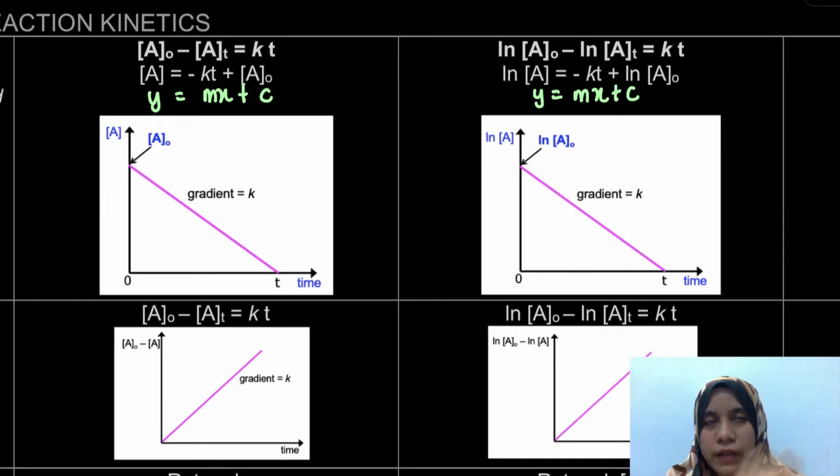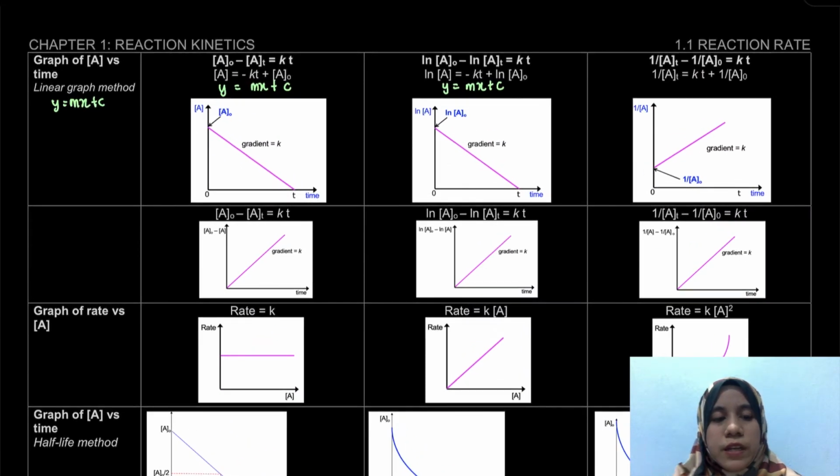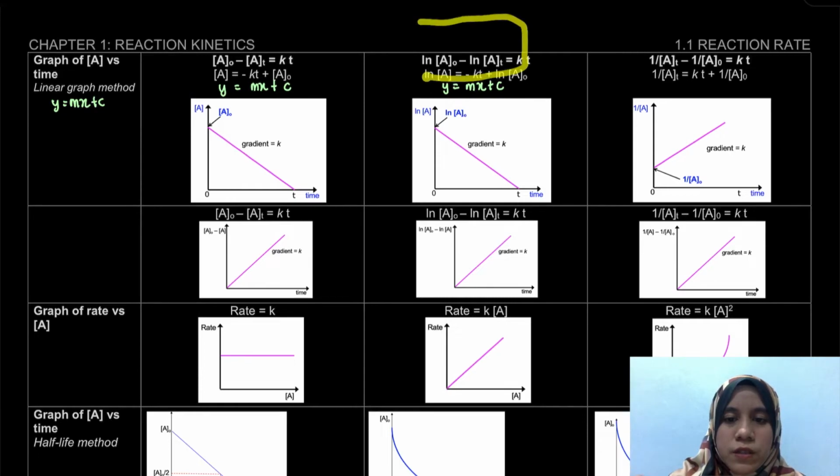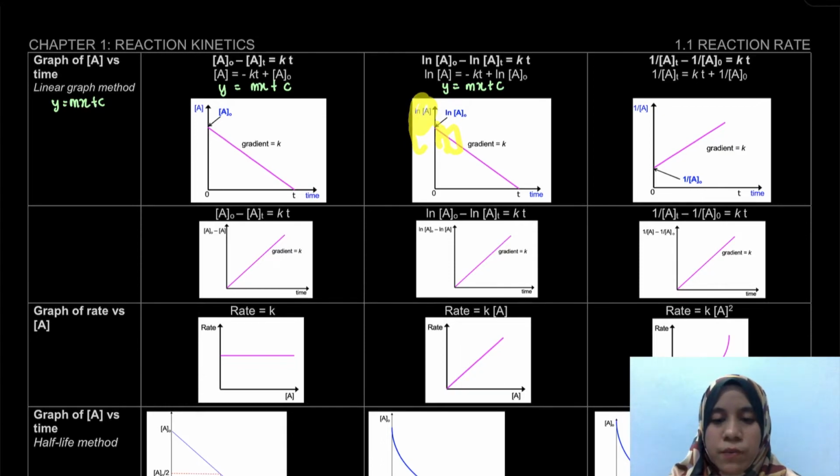Later we're going to look at a few examples. If the question asks you to do the linear graph method, for zero order, you can use it straight away if it's given to you as concentration against time. If the question gives you information as concentration against time, but asks you to do the linear graph method for the first order, you have to change your concentration to ln [A] first. Then we're going to plot it.